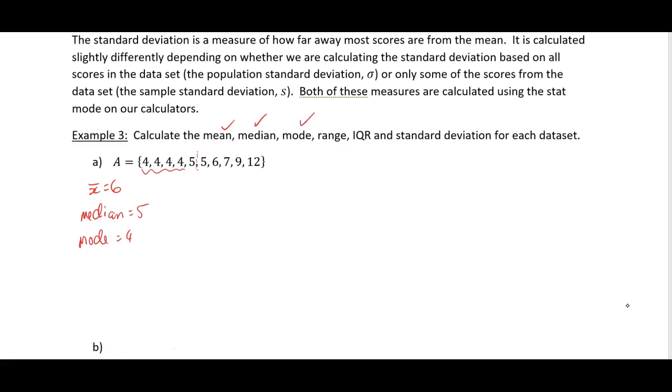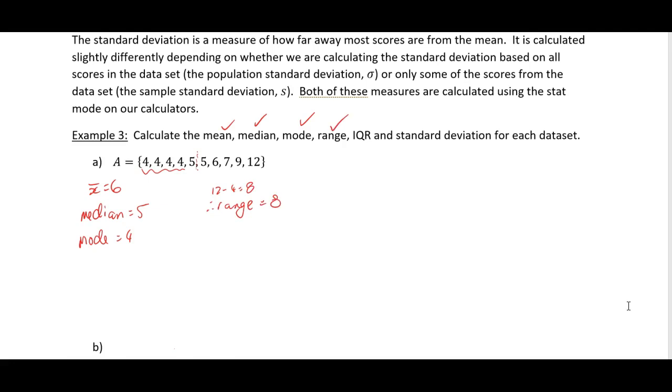Moving along now to our range. Again, if you've got a really big data set, the min-max tells you the minimum and the maximum, and you could do one minus the other, that's fine. Oh, look, I'm going to save a bit of time here and say 12 minus 4 equals 8. Therefore, the range equals 8.